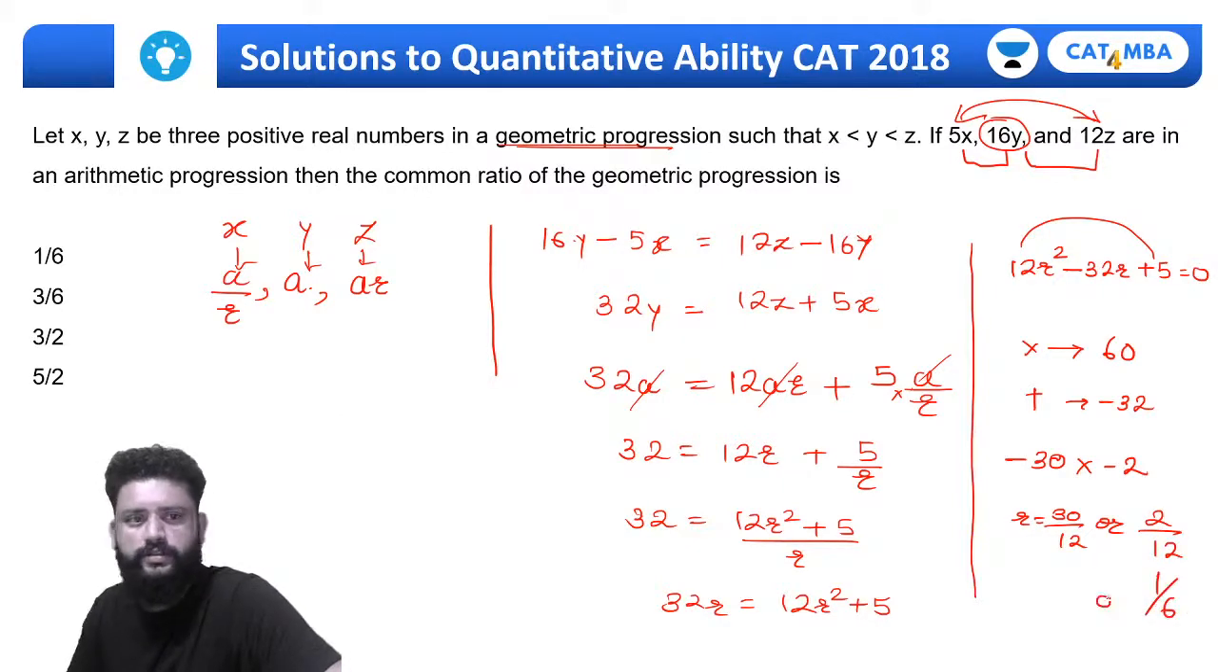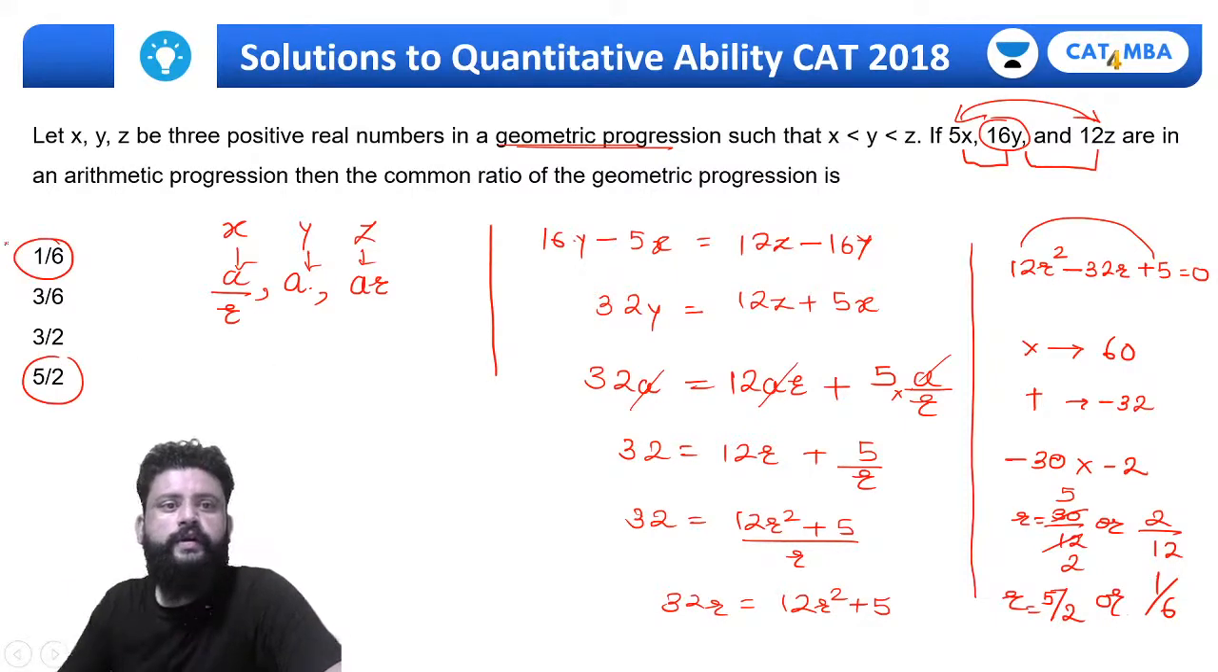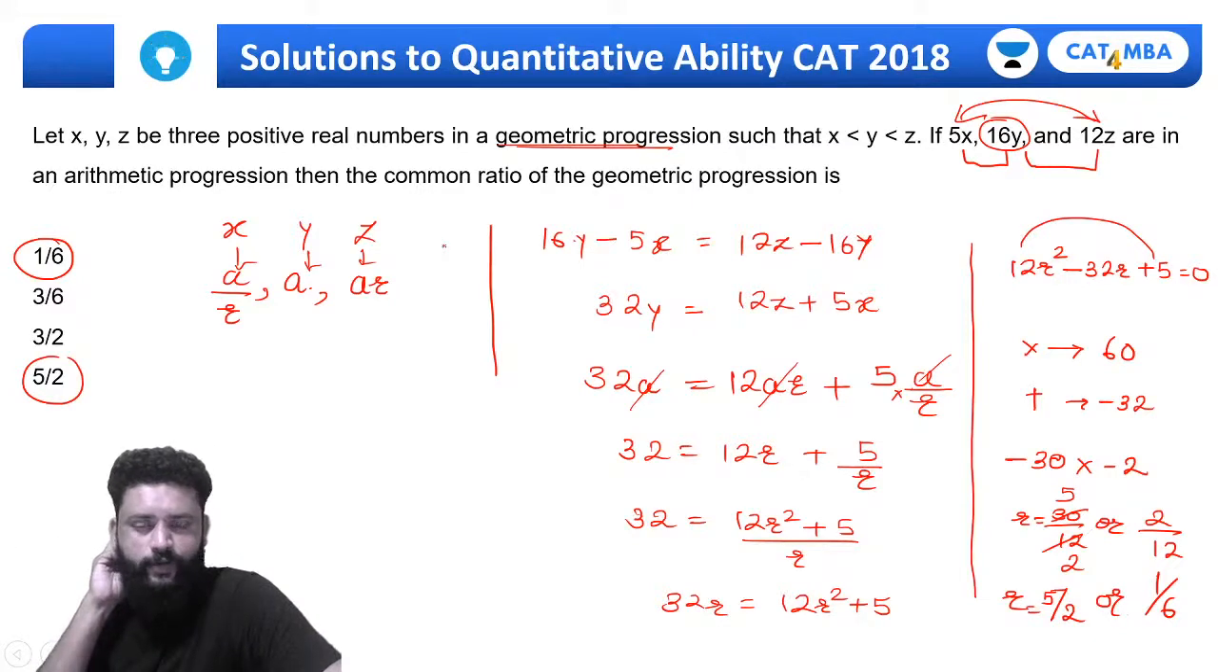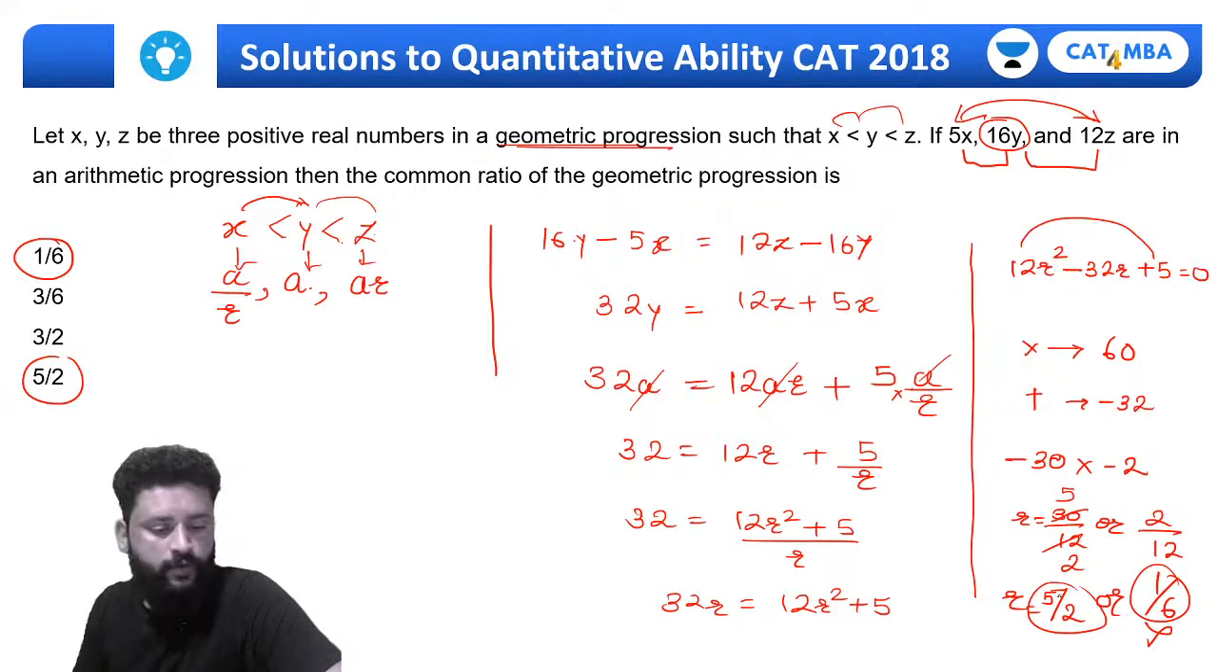It comes out to be 1 by 6, which we are given in the answer options, and this is 5 by 2 as well. So r must be 5 by 2 or 1 by 6. How to choose between 5 by 2 and 1 by 6, because the answer options give both? The thing is, this is an increasing geometric progression, since x is less than y and y is less than z. That simply means you cannot take 1 by 6, because it would become decreasing. 5 by 2 is the right answer, that is answer option D.